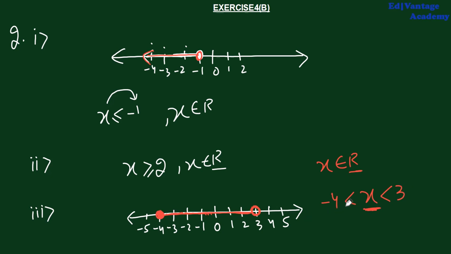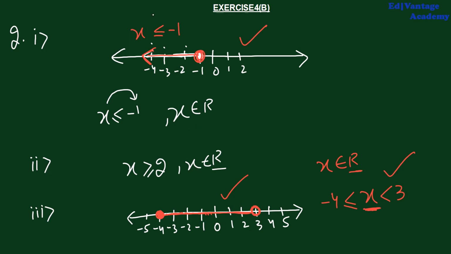-4 is included, so I'll show the equality sign here. So this is the inequation for this type of graph. What you saw earlier in this graph, you had only one end, the other was going up to infinity. So you just got one inequality sign: x is lesser than or equal to -1. Is x greater than anything? That was not mentioned in the graph, so we didn't write it.